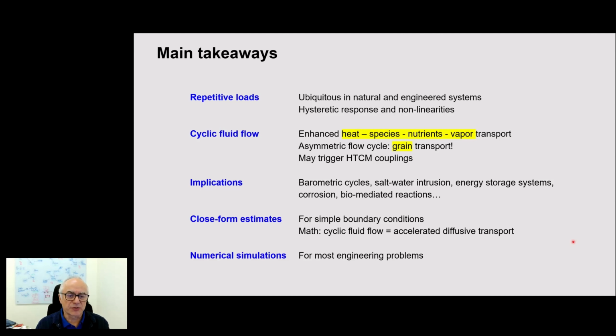We showed some closed form estimates for simple boundary conditions, and surprisingly, in several of these cases, we concluded that cyclic fluid flow becomes an accelerated equivalent diffusive transport. In more complex cases, we will need to run coupled process simulators with the proper boundary conditions.